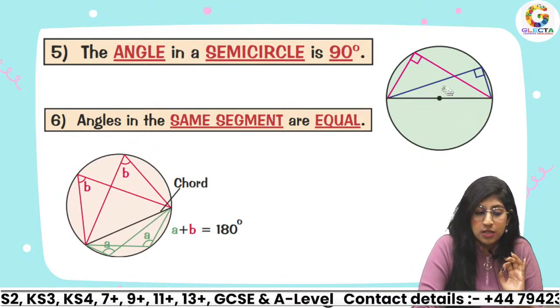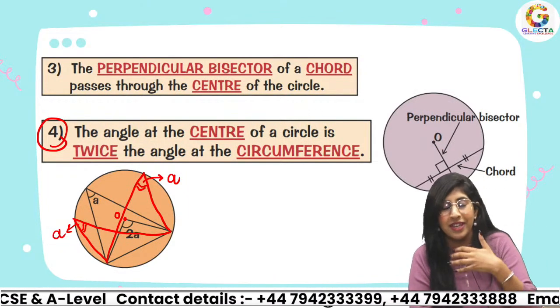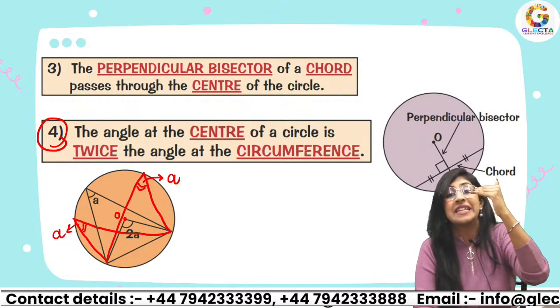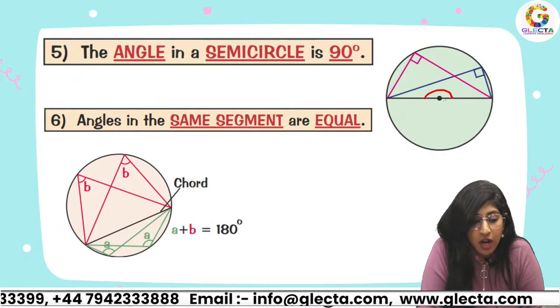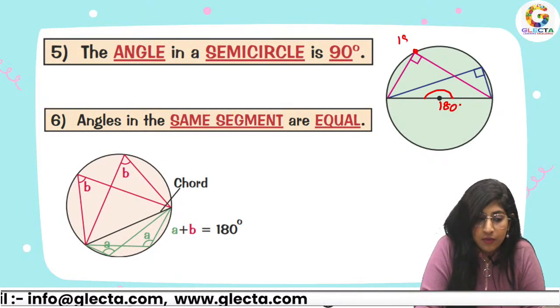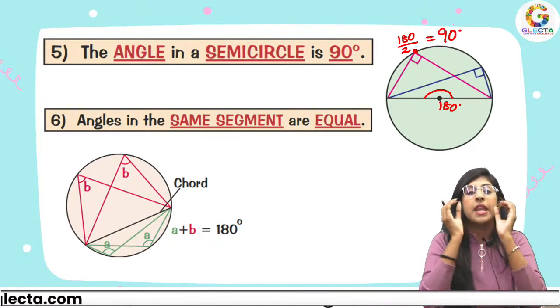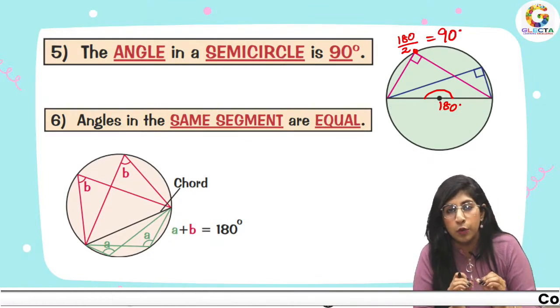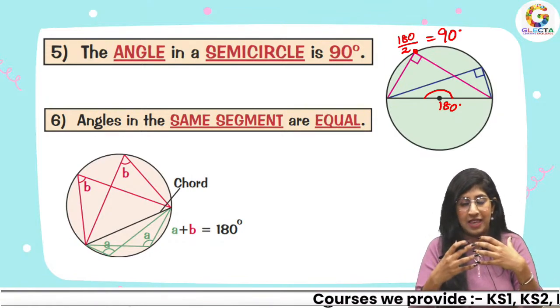And we just discussed a property earlier that the angle on the circumference is half of the angle at the center. So if in the center I have a 180 degrees angle, then on the circumference I would have half of 180, which is 90.